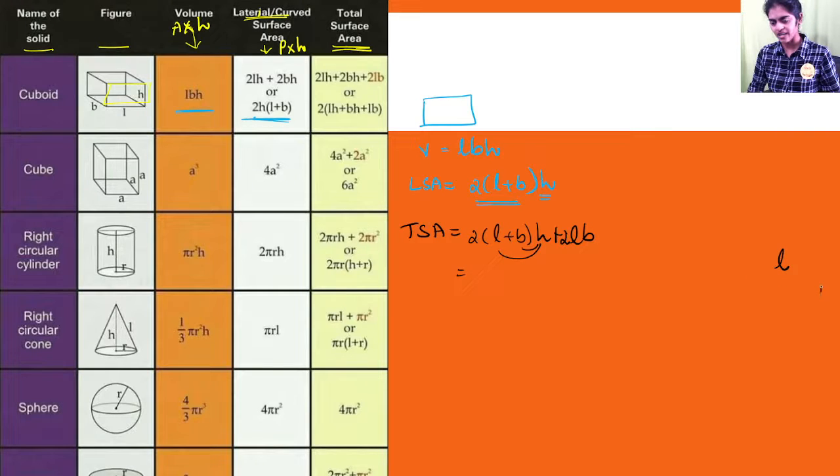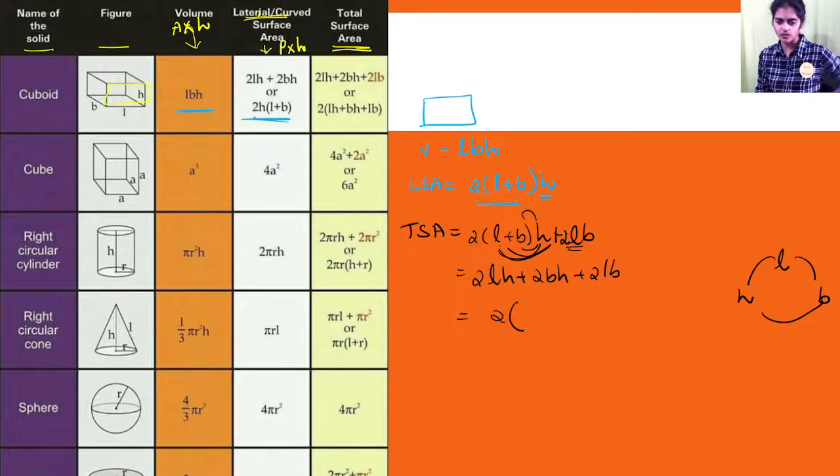So see here, you have L, B, H, 3 dimensions. Out of the 3, LH is here, and BH is also here. What is missing? LB. So how many LBs? 2 LBs. If you expand this, it is 2 LH plus 2 BH plus 2 LB. Just for explanation, I wrote it so lengthy. Actually, you can simply write it like this.